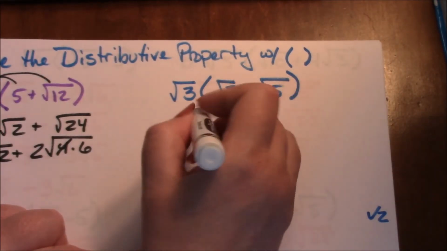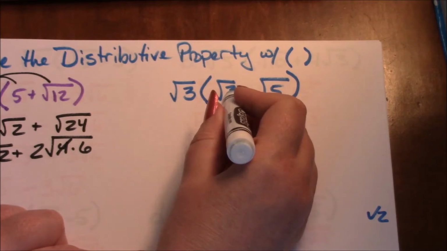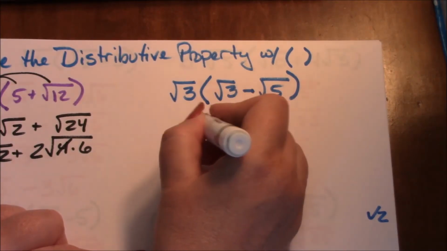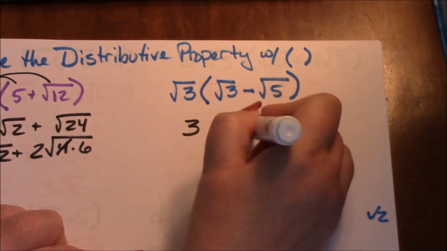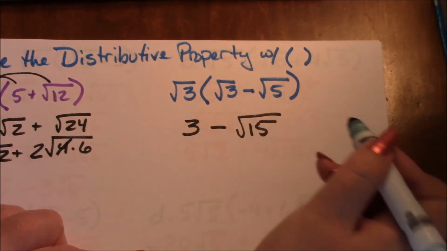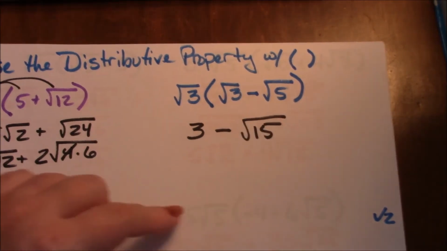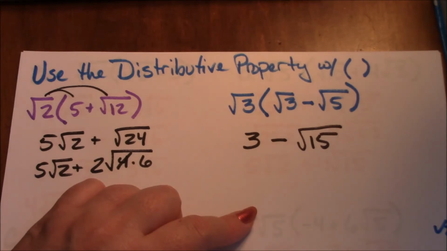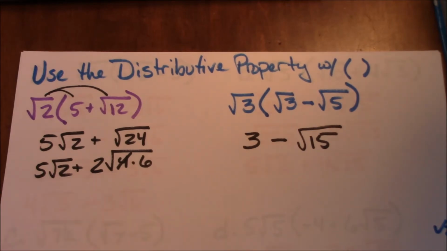We're going to distribute this. Root 3 times root 3 is going to be 3 minus root 15. And this is 3 times 5. There's no root in it, so we're stuck with that. Give that a shot. Stop here and try Check It Out number 2 and come back when you're done.